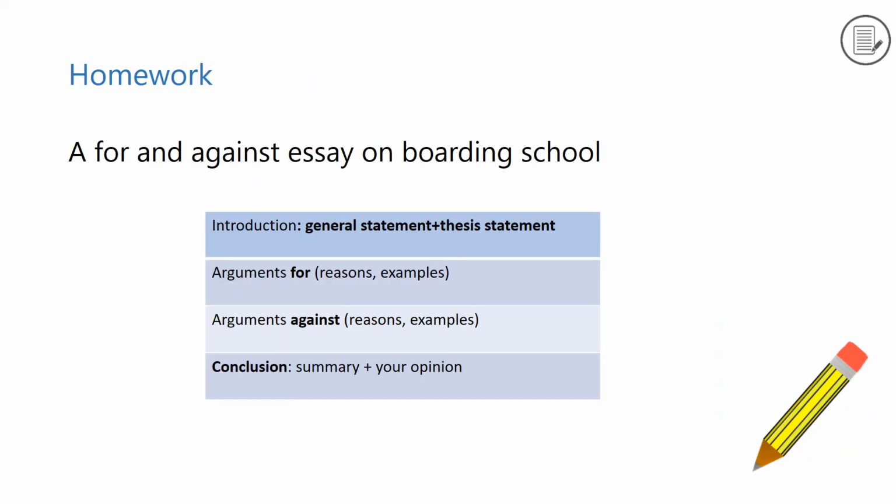Your final task is to write an essay. It is for and against essay on boarding schools. But let's revise the steps you should follow when writing a for and against essay. First, make a list of arguments for and against boarding schools. You should follow the structure of a for and against essay, which means that your essay should have 4 paragraphs: introduction, body, and conclusion. Don't forget, the body consists of 2 paragraphs, for and against.